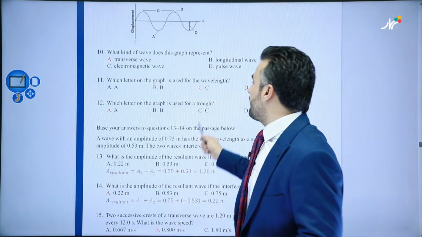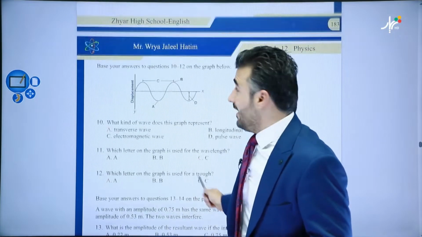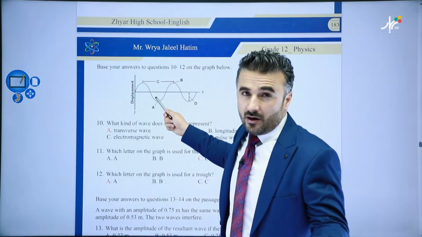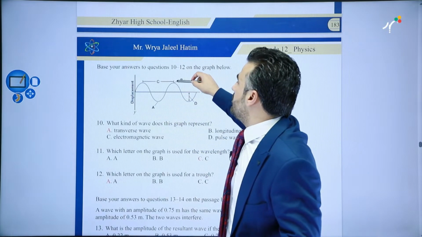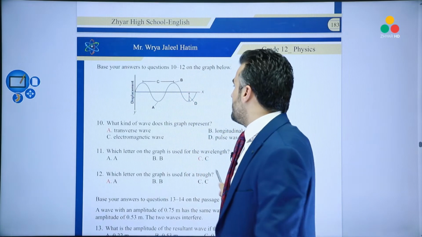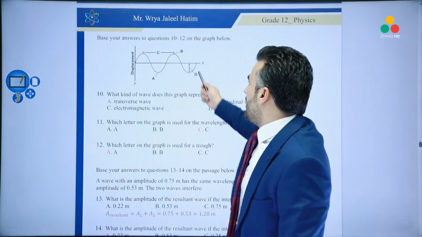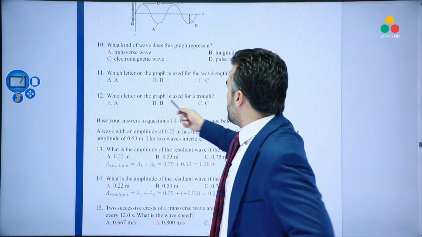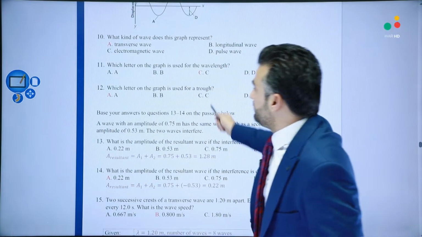Which letter on the graph is used for the trough? So letter A would represent the trough. Remember, trough would be the bottom, crest would be the top. So B would be the crest, A would be the trough or the bottom. What about letter D here? Letter D, of course, represents the amplitude. Which letter of the graph? We went through this one here.